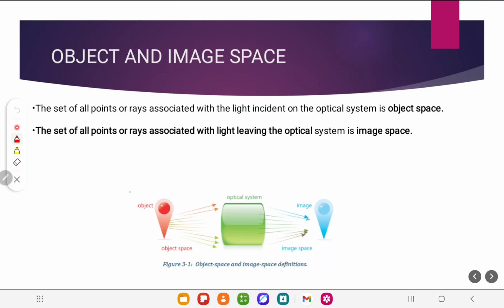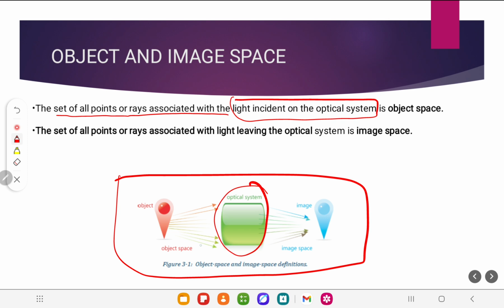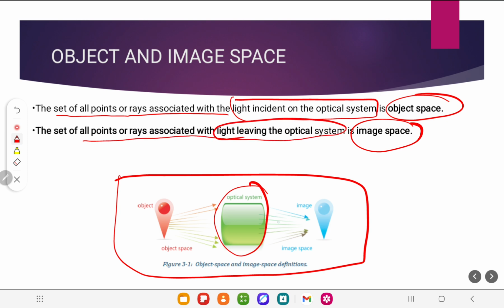For now, just look at this picture. If this is an optical system, then the set of all points or rays associated with the light incident on the optical system is really important. Light incident on the optical system is called object space. Image space is simply all points or rays associated with light leaving the optical system. If light is leaving the optical system, it's called image space. If light is entering the optical system, it's called object space. So it's central to understand what is object space and what is image space.